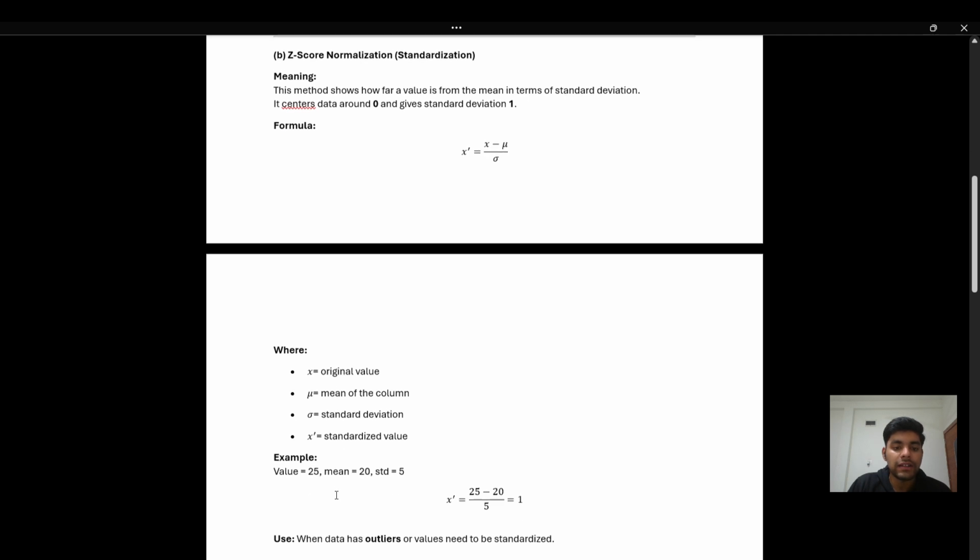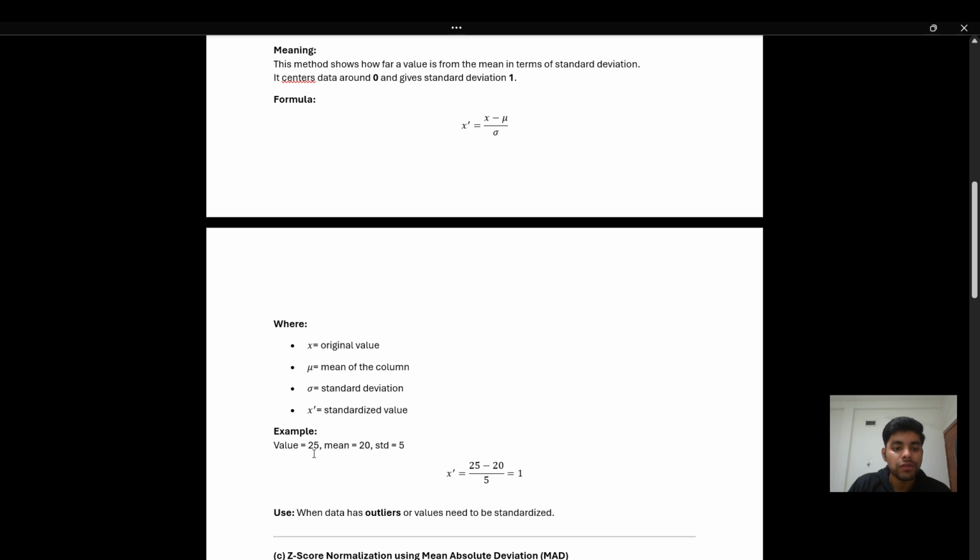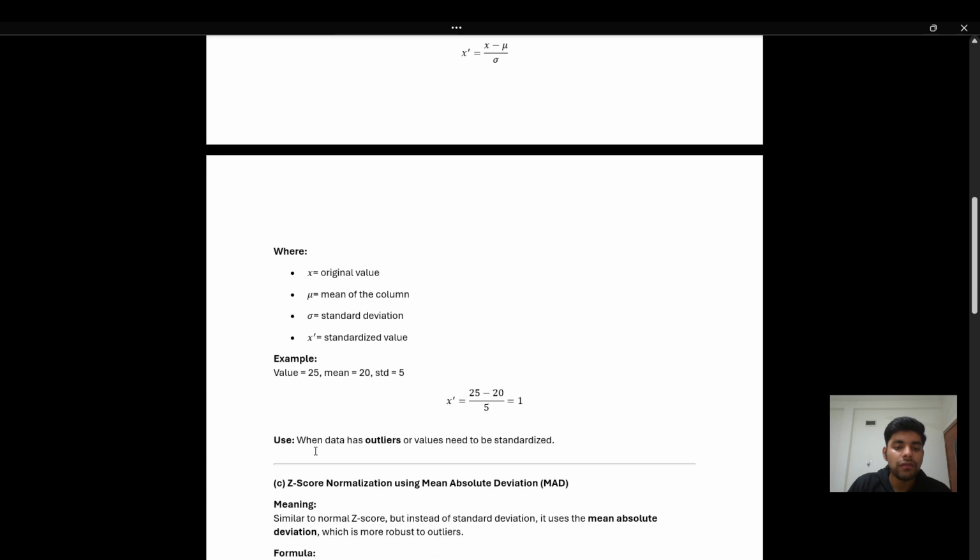Let's take an example where value is equals to 25 and mean is equals to 20 and standard deviation is 5. On putting this value in the formula, we have got the answer as 1. We use this method when the data has outliers or value needs to be standardized.